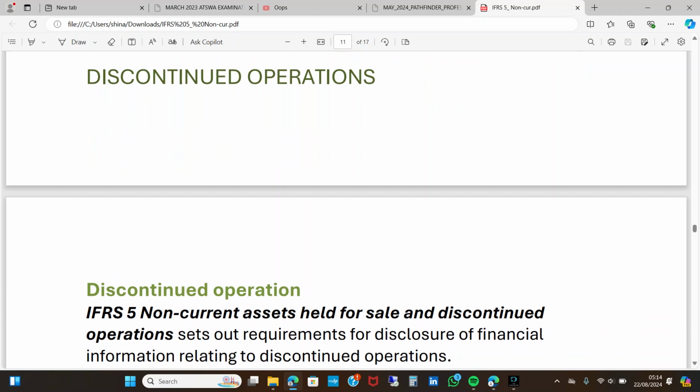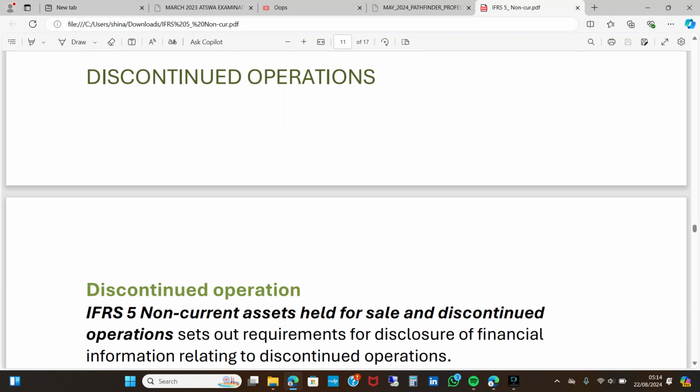Now, let's look at the last aspect of IFRS 5, which is discontinued operation. Under IFRS 5, we look at three items: one, our non-current asset held for sale, two, our disposal group, and three, our discontinued operation. I've looked at non-current asset held for sale. I told you that when you are selling just one asset, it's called a non-current asset held for sale. A disposal group is when you are disposing of a group of assets in a single transaction. That's called a disposal group.